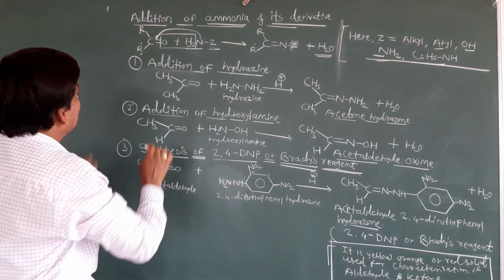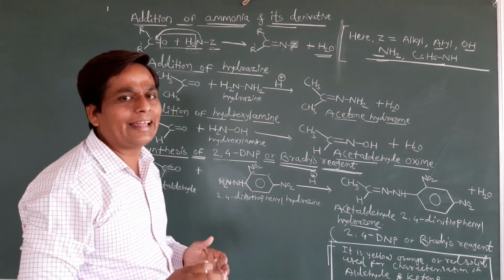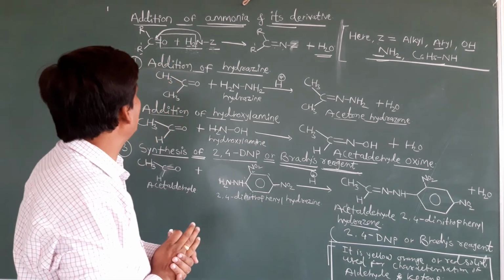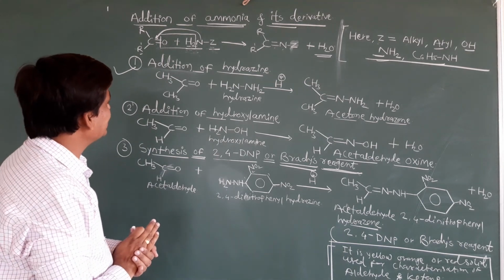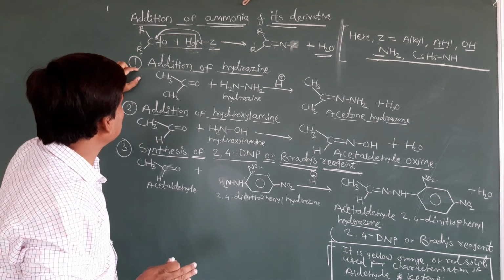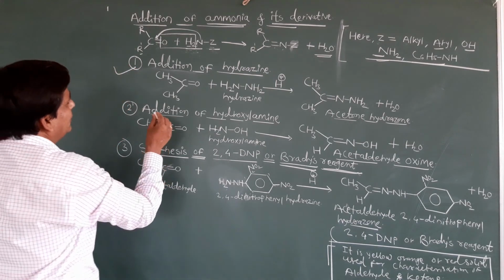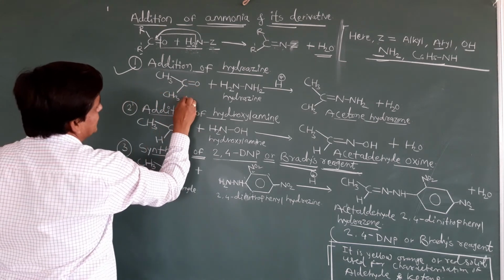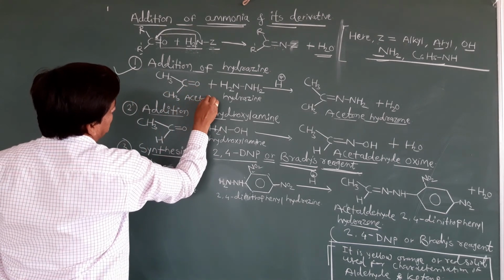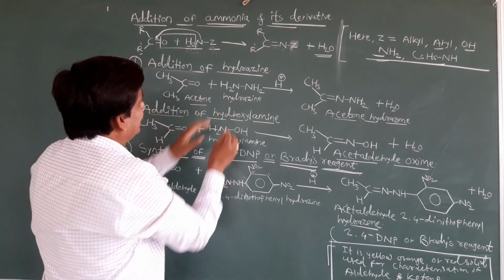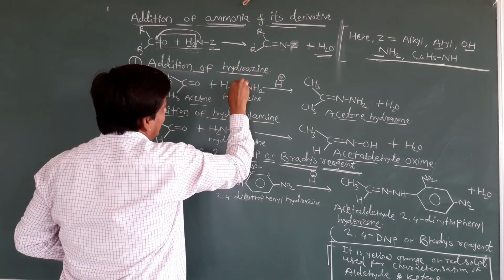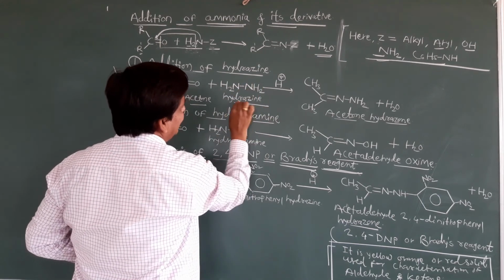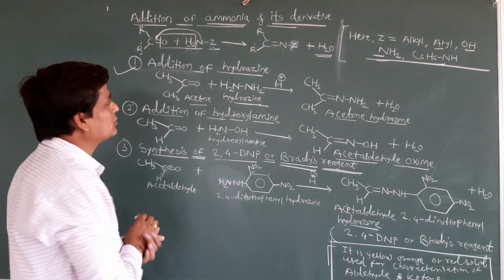Now we will see one reaction first: addition of hydrazine. Hydrazine is nothing but NH2-NH2, two amine groups joined together. So when this hydrazine reacts with acetone, here I am taking the example of acetone, CH3-C=O-CH3. This is acetone. See the structure of hydrazine: NH2, two amine groups, single bond, again NH2. This is hydrazine. This reaction is carried out in acidic condition.